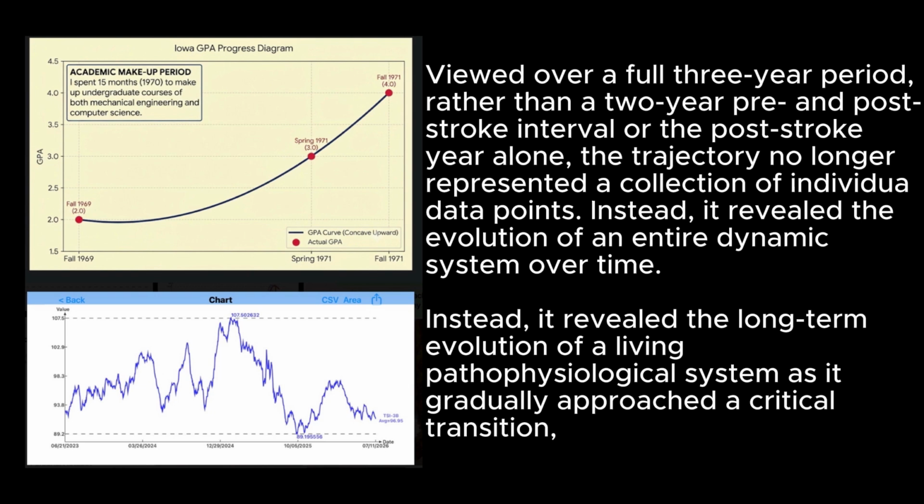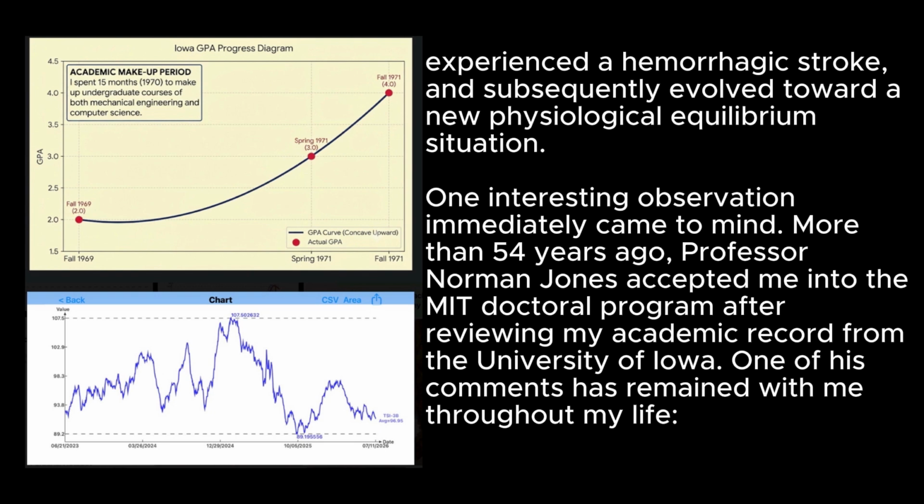The trajectory no longer represented a collection of individual data points. Instead, it revealed the long-term evolution of a living pathophysiological system as it gradually approached a critical transition, experienced a hemorrhagic stroke, and subsequently evolved toward a new physiological equilibrium situation.